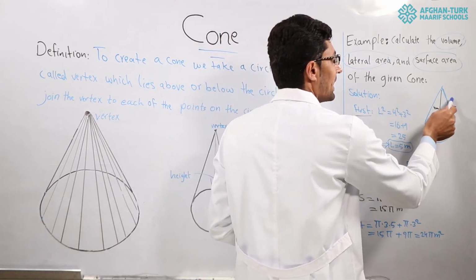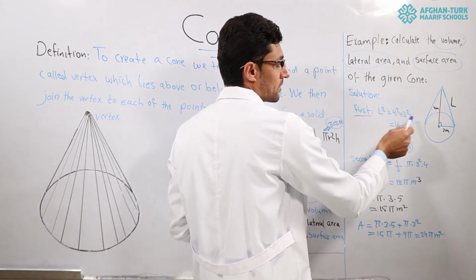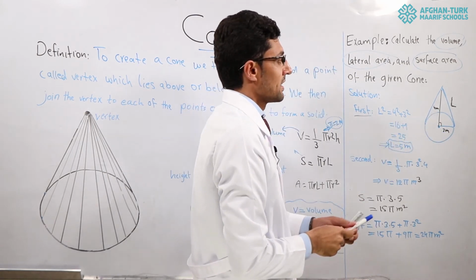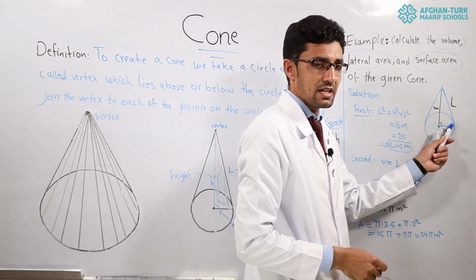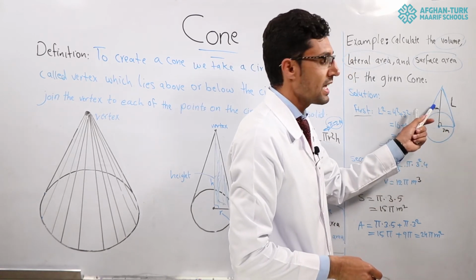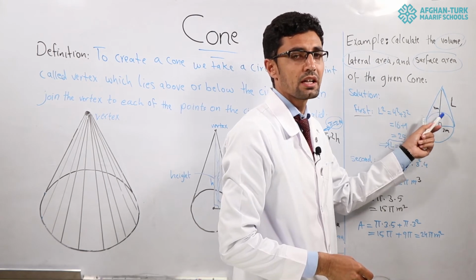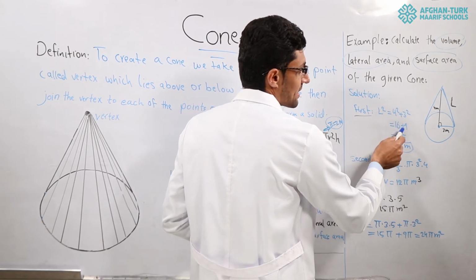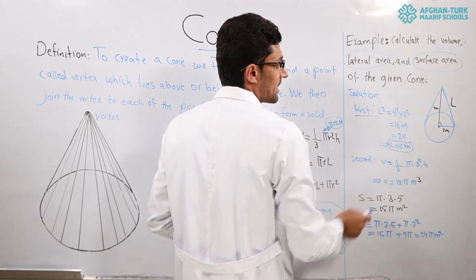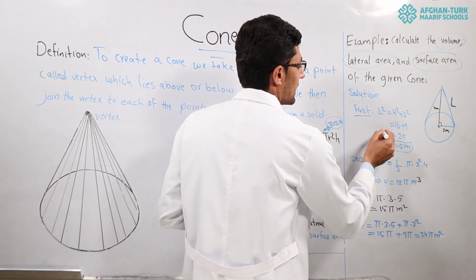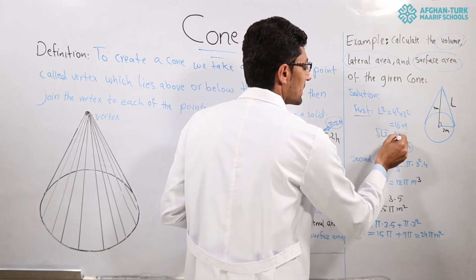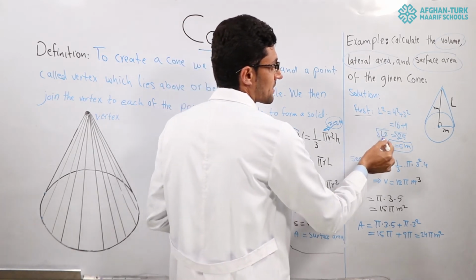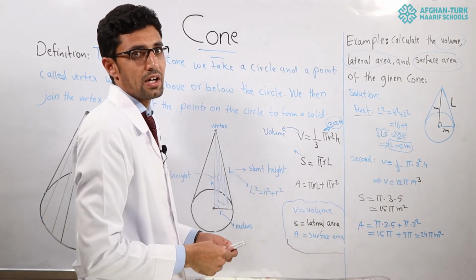L square is equal to 4 square plus 3 square. It means that the square of the hypotenuse is equal to the sum of the squares of the legs. It was the Pythagorean theorem. 4 to the power of 2 is 16 plus 9. 16 plus 9 is 25. So if L square is equal to 25, and we take the square root of both sides, what do we have? L is equal to 5 meters.